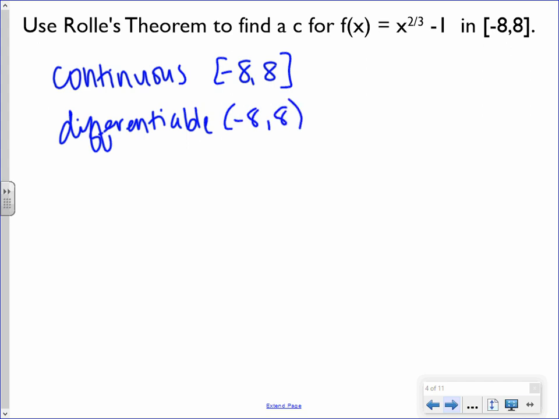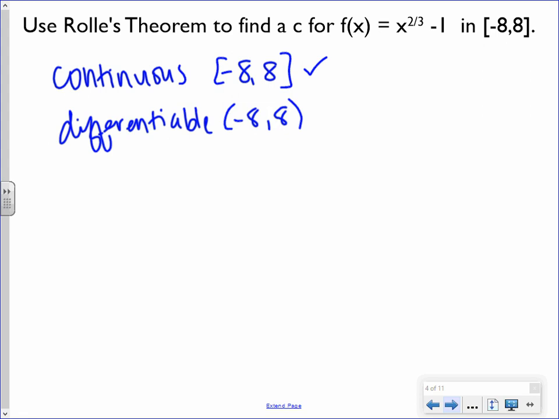Okay, so we need to think about first, are we continuous and differentiable? Are we continuous? Are there any holes? Are there any asymptotes? Are there any breaks? Okay, no, there are not. Since it's not rational, we're probably not going to have to worry about that, right?